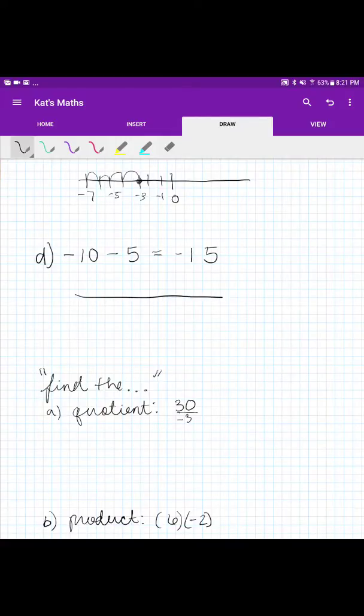You could have a number line, right? Let's just put -10 right here, and then -11, -12, -13, -14, -15. So -10 minus 5, so now you're going to go in the opposite direction. This is the negative direction on the number line. 1, 2, 3, 4, and 5. So -15.